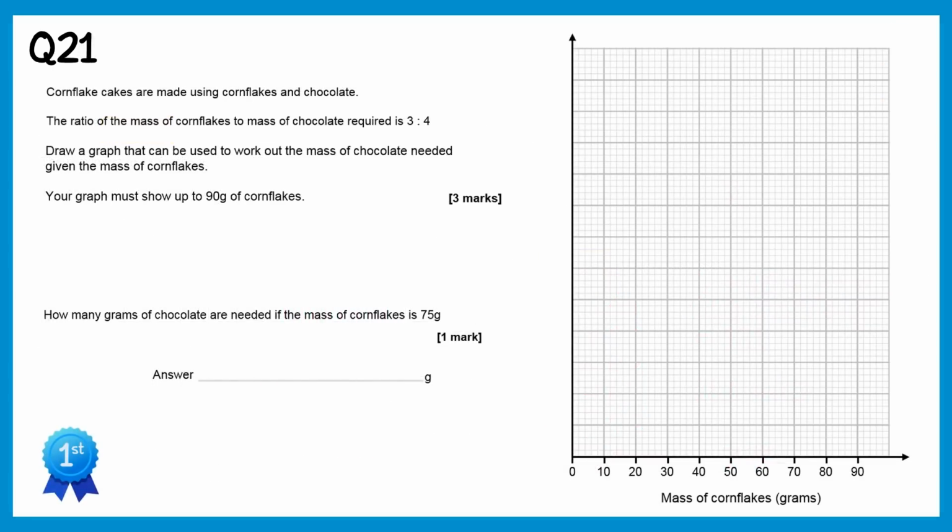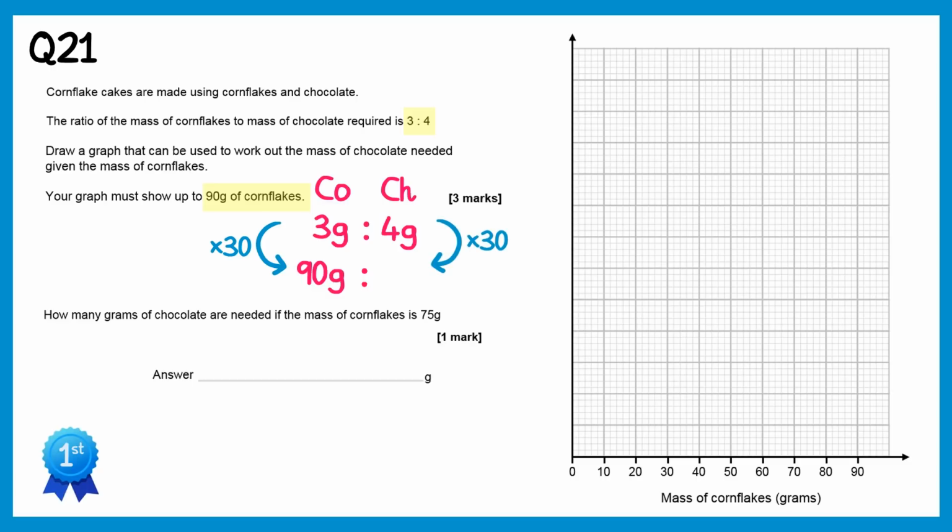The ratio in this question is 3 to 4. This means for every 3 grams of cornflakes, you need 4 grams of chocolate. The graph asks us to go up to 90 grams of cornflakes. So if we write 90 underneath cornflakes, how do we get from 3 to 90? It's times by 30. So times by 30 on the right side, 4 times 30 is 120. This means for 90 grams of cornflakes, we'd need 120 grams of chocolate.